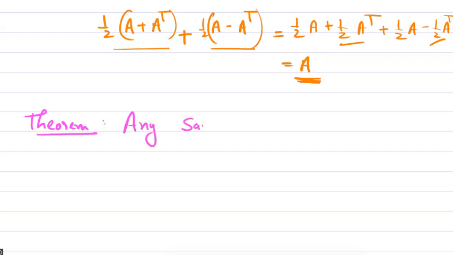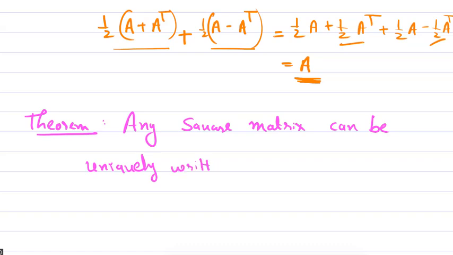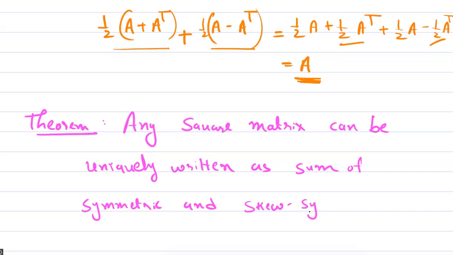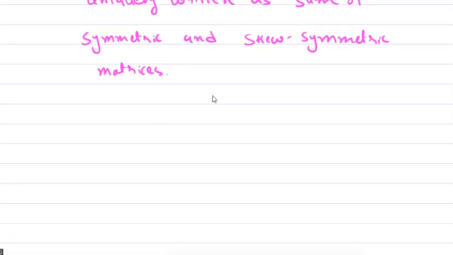Theorem: Any square matrix can be uniquely written as a sum of symmetric and skew-symmetric matrices. So exactly the same idea that I just used, I am going to use here.